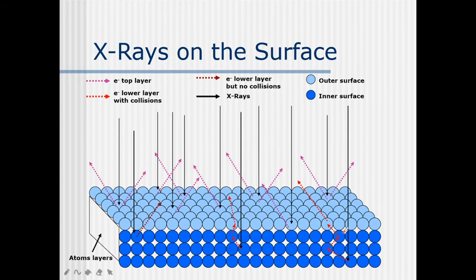Now let us understand once again. Now let us say that this is the surface of some element. We are bombarding some X-rays on the system. Once we bombard the X-rays on the particular surface, we can say that from the atom layers, also from the top layer the electrons are getting ejected, and also from the inner layers the electrons are getting ejected.